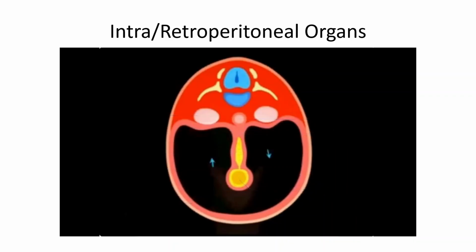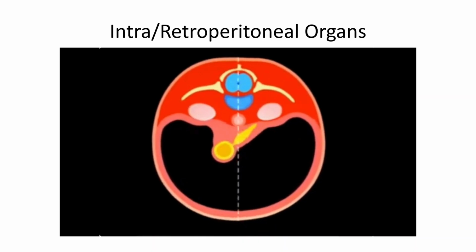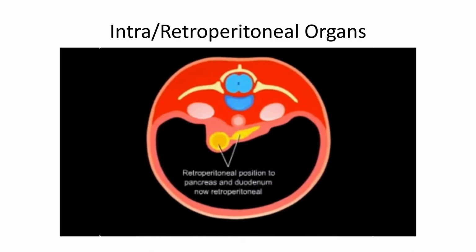The recession of the growing midgut has additional consequences for other organs in the abdominal cavity. First, the recession compresses the foregut against the posterior abdominal wall. When combined with the rotation and lateral expansion of the body wall, the pancreas and duodenum move from an intraperitoneal position to a retroperitoneal position. With retroperitoneal organs, the anterior surface is covered with parietal peritoneum, while the posterior surface is in direct contact with the posterior abdominal wall, with no peritoneal separation.